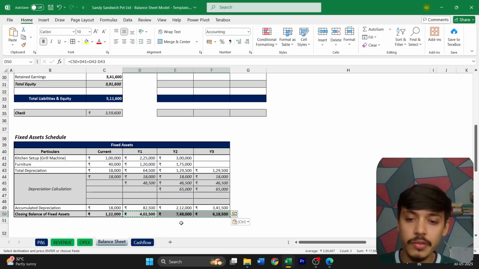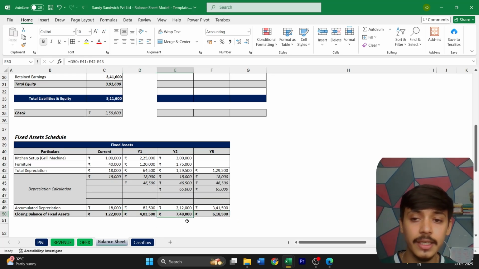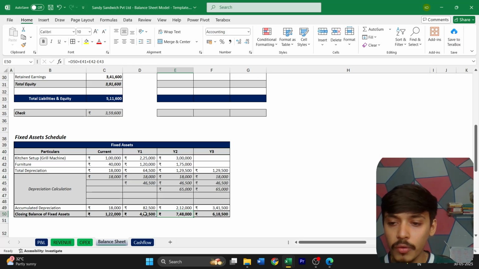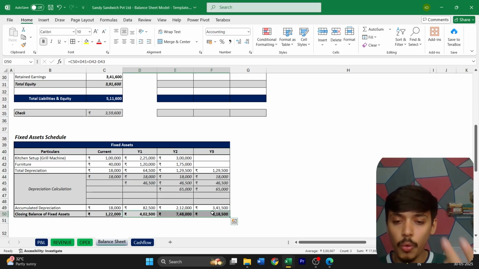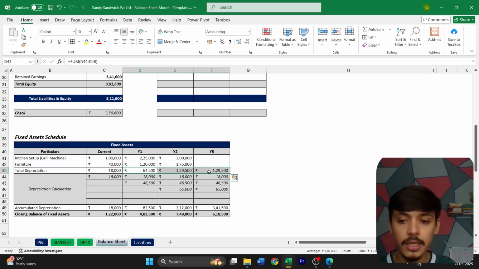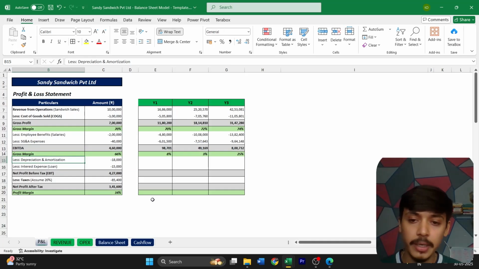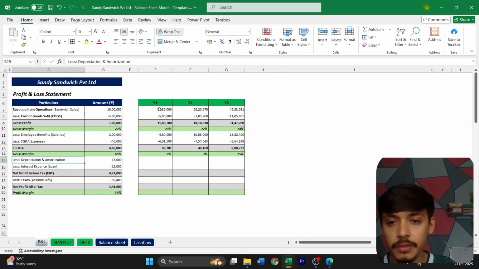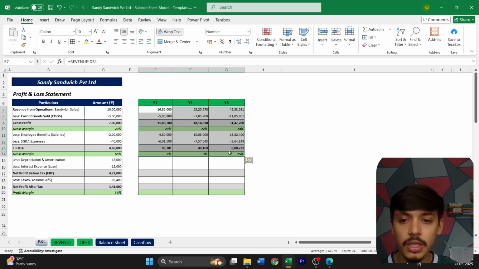Perfect. So we have 7,48,000 assets in year 2 and the assets are reducing to 6,18,500 because we are not adding any more assets in year 3. So the entire amount of closing balance of fixed asset will go into the balance sheet and this depreciation amount will go into the P&L. Since we had not completed our P&L and we were left up to EBITDA margins, we will now complete the entire P&L alongside the balance sheet.